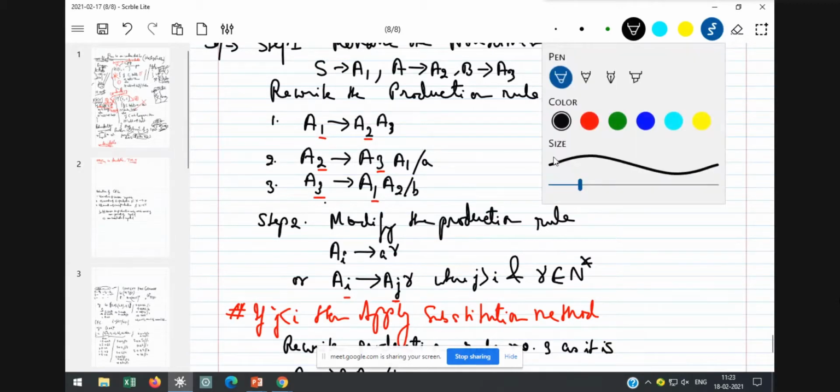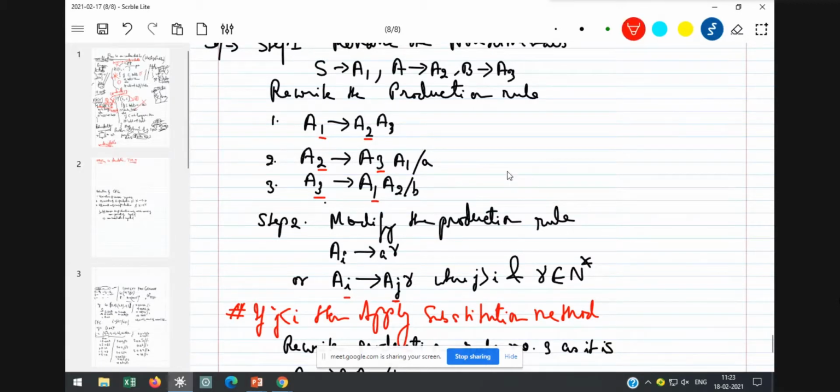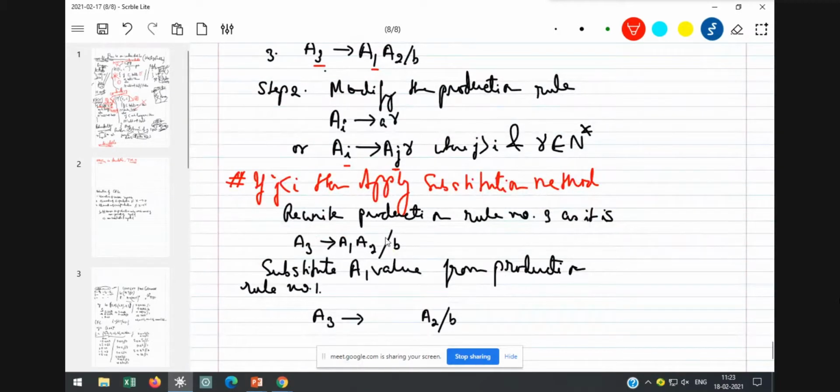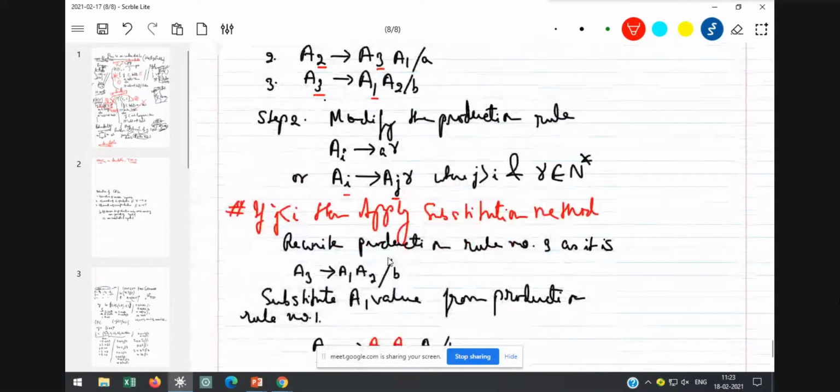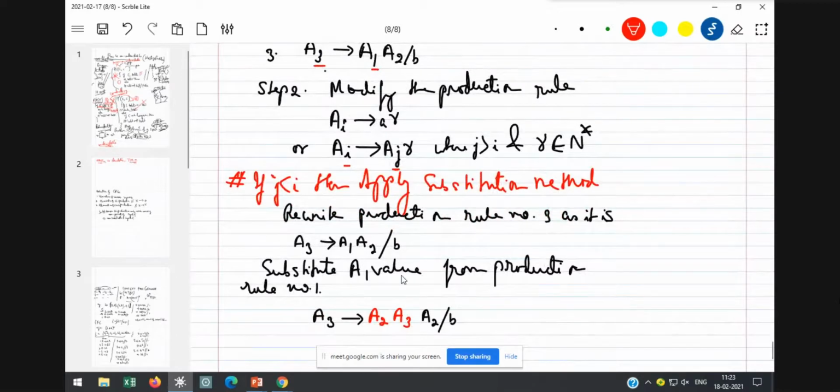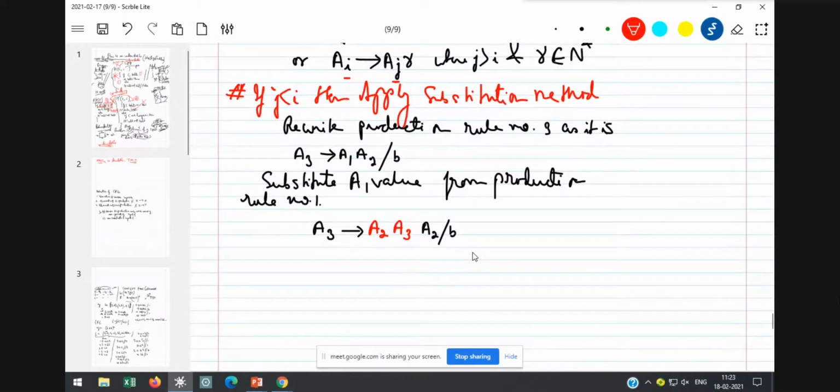Wherever I find A1, I'm going to replace that one with A2, A3. Okay. Now got the point? See here, instead of A1, I have replaced this A1 with A2, A3 from production rule number 1. Now after applying substitution method, still we need to check whether this is in the format which is required in step number 2.